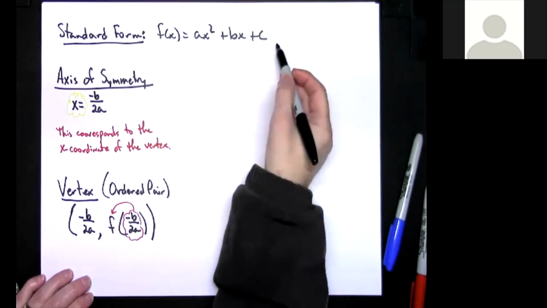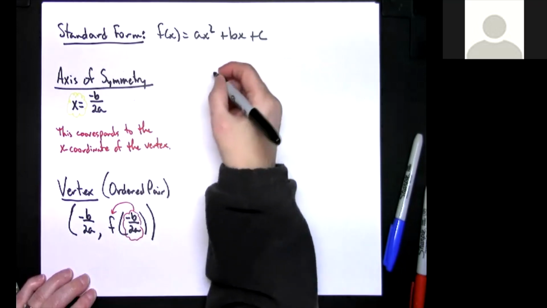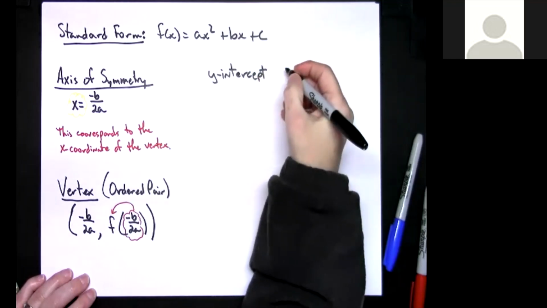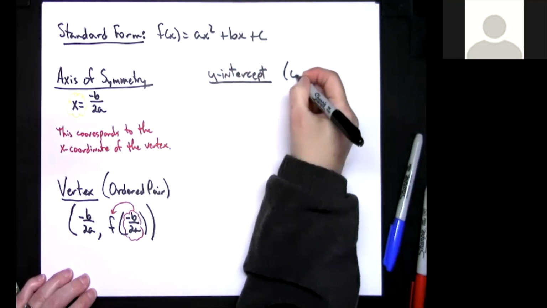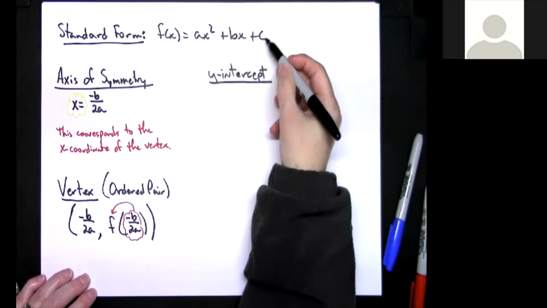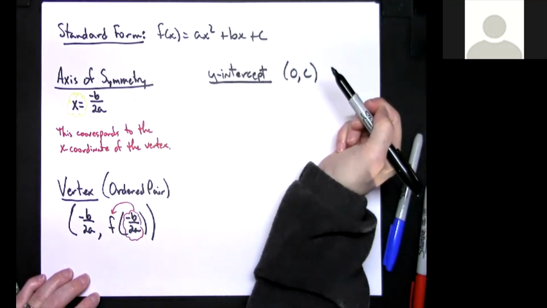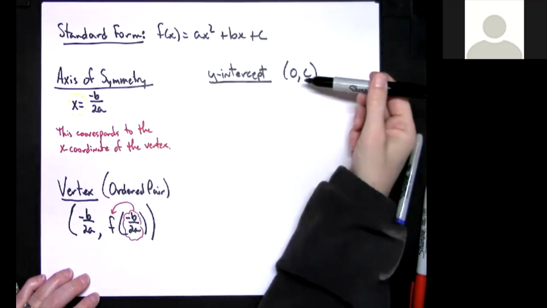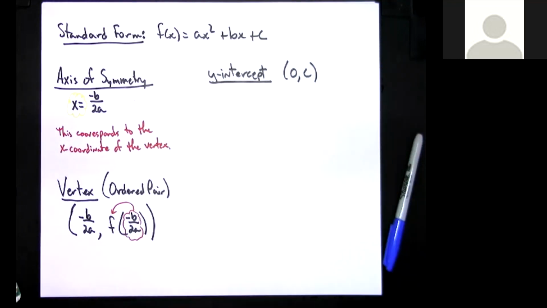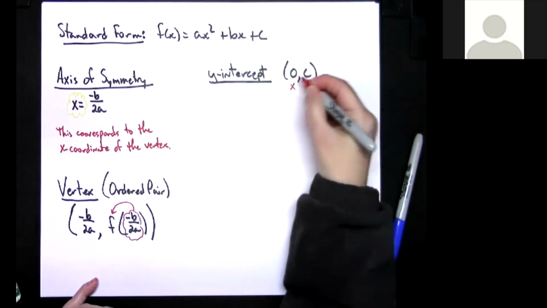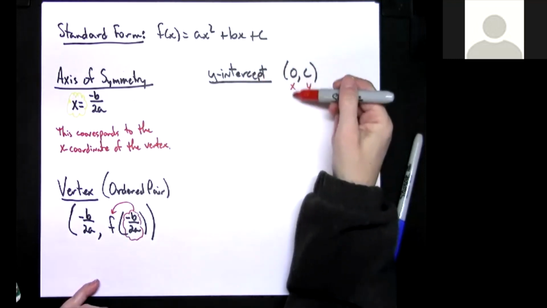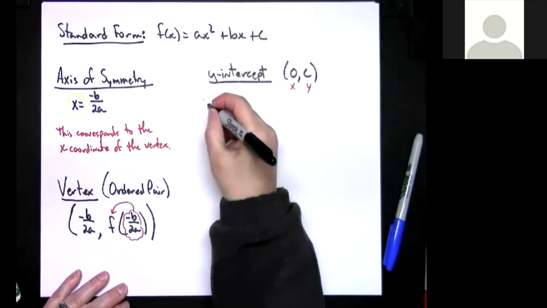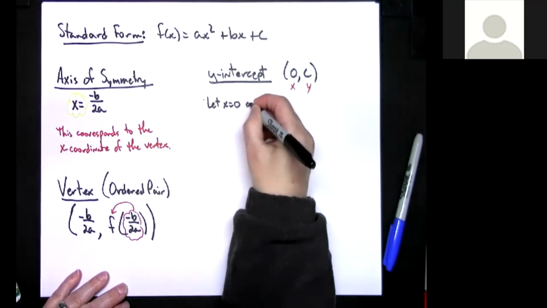In this form, we can also calculate the y-intercept because it's the easy one. I'm going to write it like this: it's (0, c). Whatever that number c is, that's the value of the y-intercept. Why is that true? When we're trying to find the y-intercept, we know that x is 0. This is x and this is y because it's an ordered pair. The x has to be 0. If I were to calculate it by hand, to find the y-intercept I would let x equal 0 and solve.